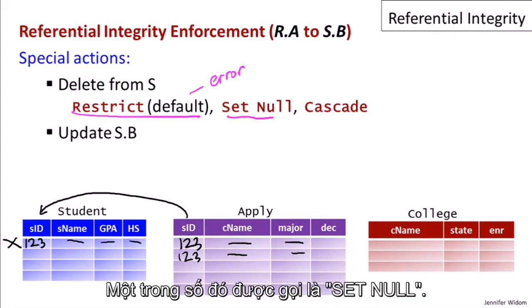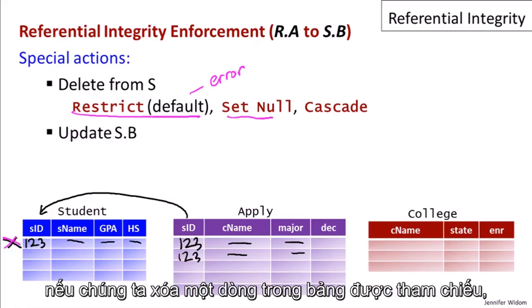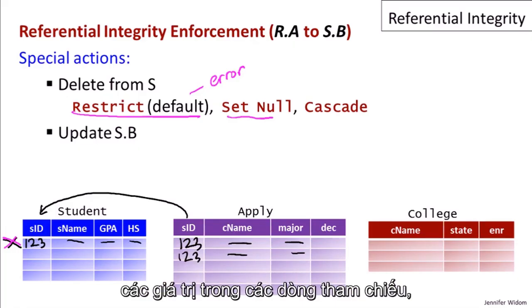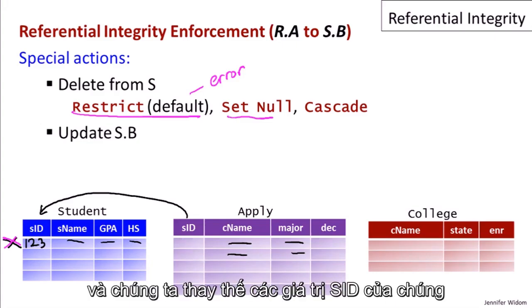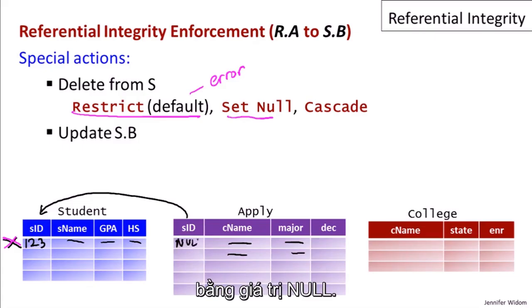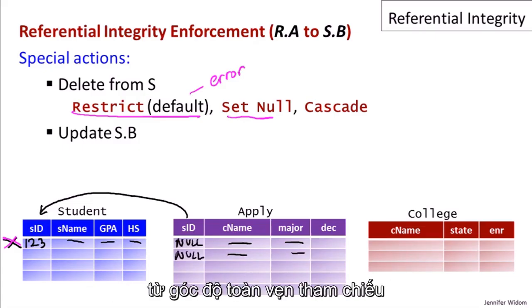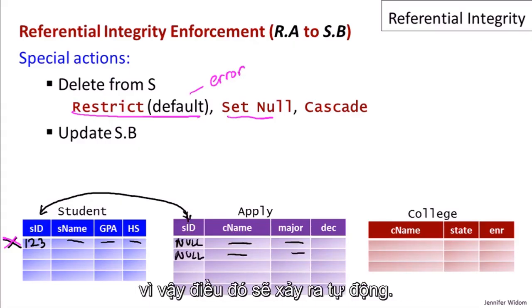The 2 other options are a little bit more interesting. One of them is called set null. What set null says is if we delete a tuple in a referenced table, then we don't generate an error. Rather, we take the referencing tuples, in this case these 2 tuples with 1, 2, 3, and we take away their SIDs and replace those SIDs with null. This is considered acceptable from a referential integrity point of view to have nulls in the foreign key column. So that will occur automatically.